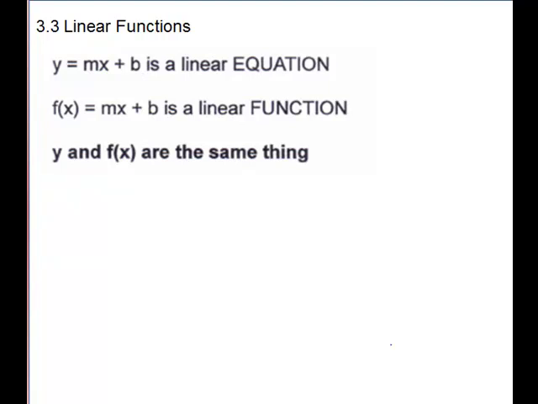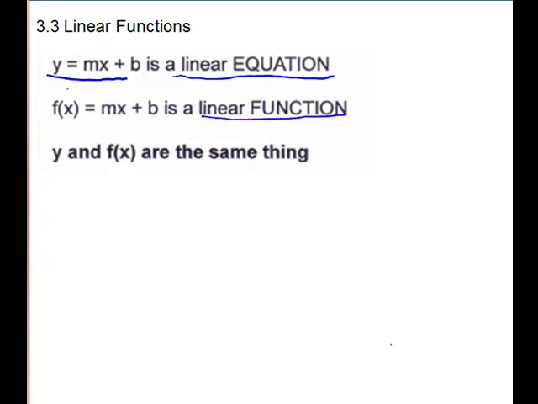3.3 Linear Functions. First we have y equals mx plus b, which is a linear equation. This is our slope-intercept form of the linear equation. If we have f of x equals mx plus b, this is a linear function.